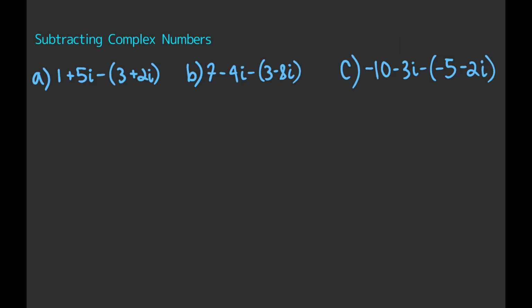Let's try subtracting complex numbers. Subtracting complex numbers isn't all that different from adding complex numbers. We just have to combine like terms, but we have the added step of distributing in the beginning. So we're going to have to remember to distribute our negative. In example A, we're going to distribute our negative to the 3 and 2i. So when we rewrite it, we will have 1 plus 5i minus 3 minus 2i. And then we're going to combine like terms, the 1 and negative 3, and the 5i and negative 2i. So we will get negative 2 plus 3i.